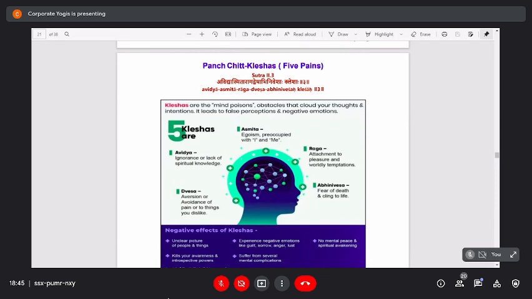Let's start with avidya. Let's go in sequence, the same as the sutra. Avidya is ignorance or lack of spiritual knowledge. So you don't know what is going on. You are completely controlled by your senses. If your mind says you should eat, or your tongue says you should eat more, you just keep eating. You are completely under the control of your senses. That is avidya, because you don't know that the senses are controlling you.